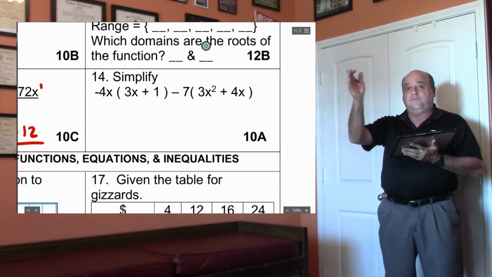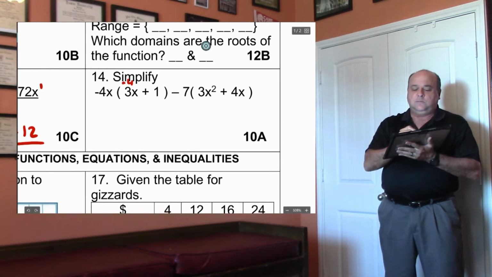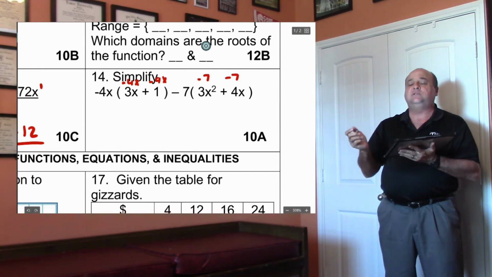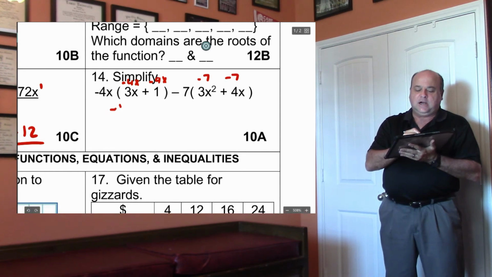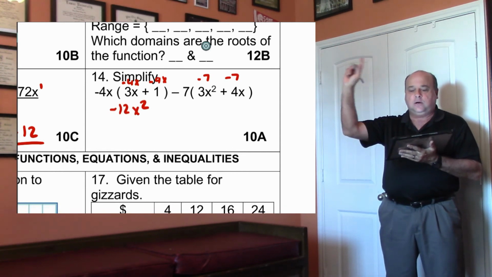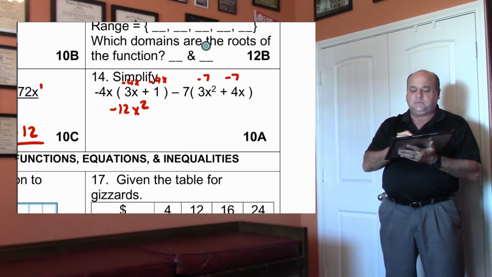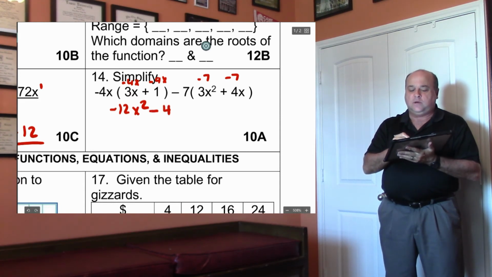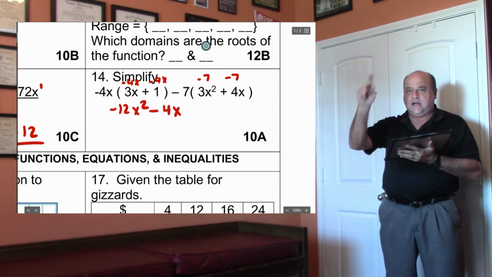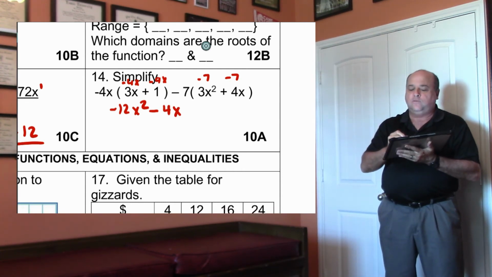And I'm going to start 14 off for you because some of y'all are still missing this. We're going to distribute the negative 4x and we're going to distribute the negative 7. You're going to write down negative 12x squared, sign, number, letter, exponent. A negative times a positive is a negative. 4 times 1 is 4. My letter's x. Sign, number, letter. Start all over. A negative times a positive is a negative. 7 times 3 is 21.